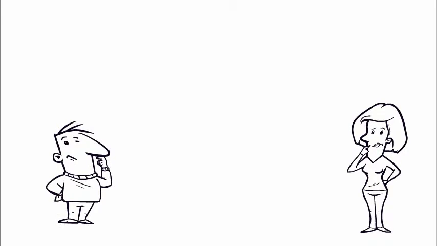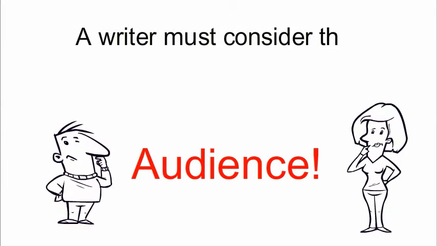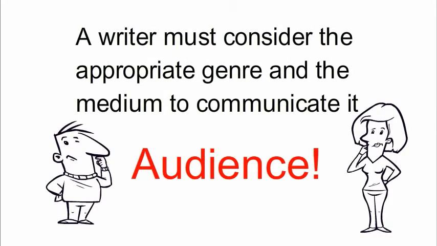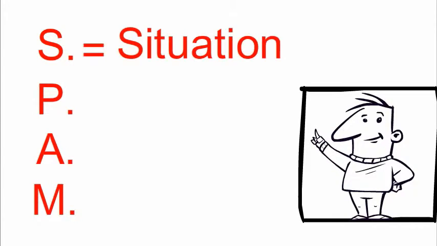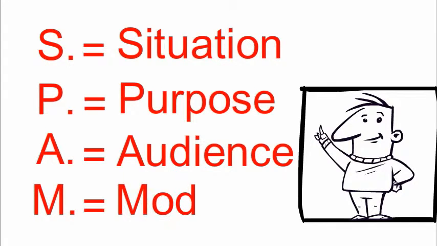When gathering information and using it to create knowledge for an intended audience, a writer must consider the appropriate genre and the medium to communicate it. Writers can use SPAM, which is an acronym that stands for situation, purpose, audience, and mode when determining how to effectively convey knowledge or a message.